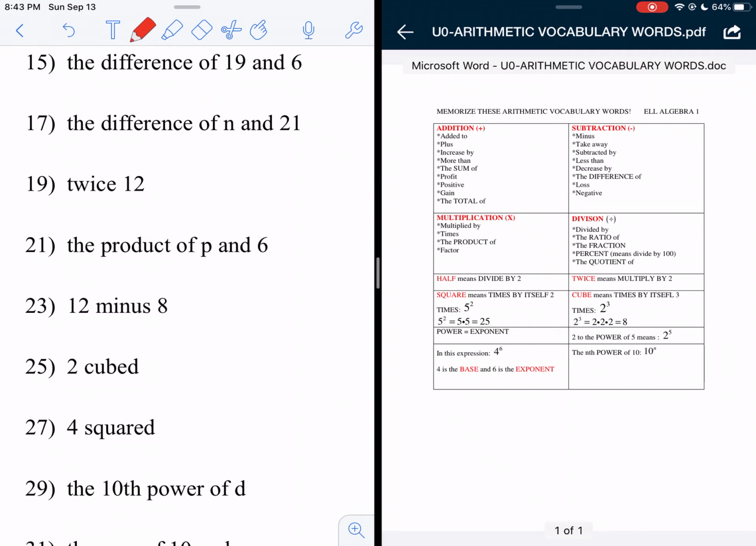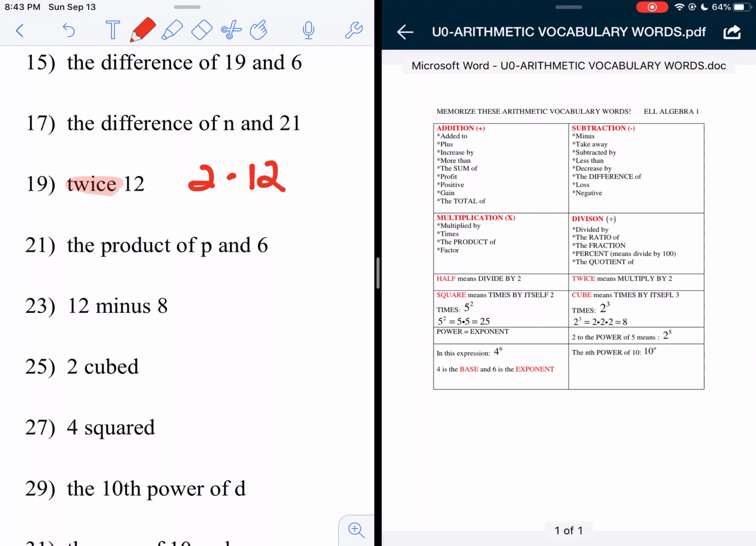All right, let's go further down and see if we can do anything here. Number 19, here you have twice 12. Okay, so if you look, twice means multiply by 2. So you can just go ahead, take 2 and multiply by 12. You don't really need to multiply it out. Okay, we just want you to write it down.